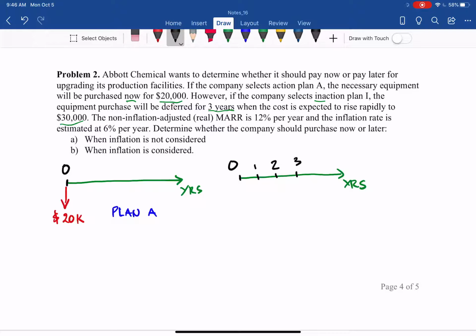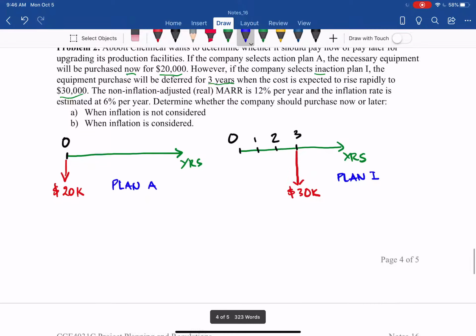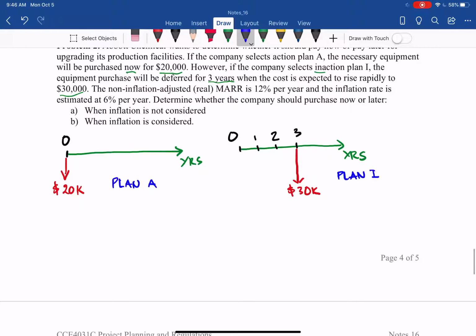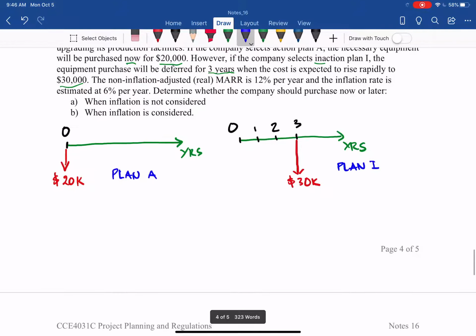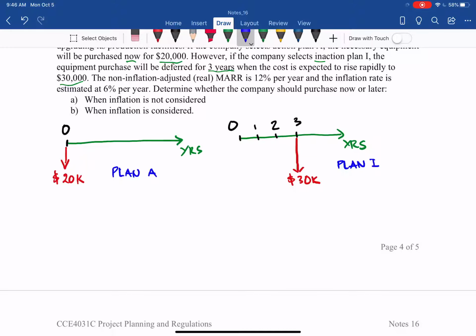2, 3. And buy at that time equal to 30,000. And that is plan I, in action plan I. The question is which one we should prefer using when inflation is not considered. When inflation is not considered, then you don't need to look at the inflation rate of 6%. We only work on the real MAR, 12%.